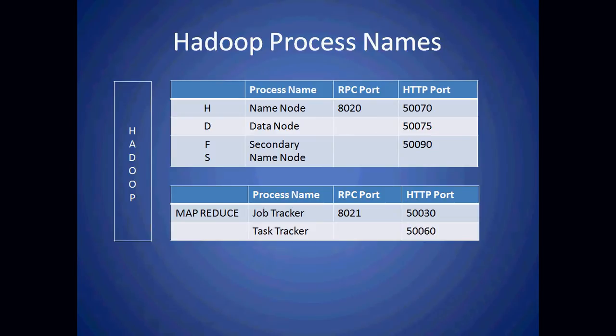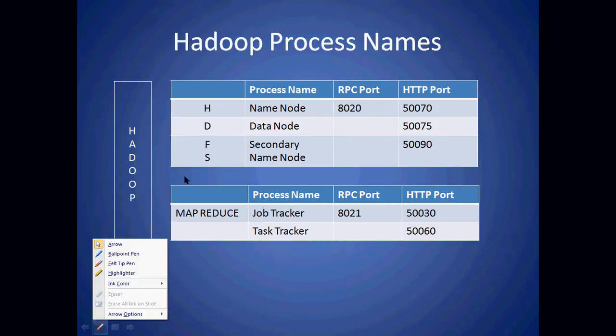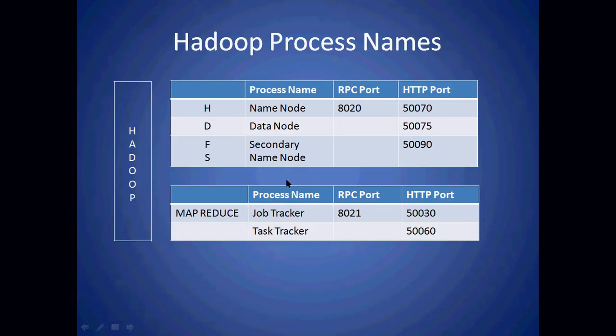Let's briefly see the process names of Hadoop. You see this figure? Right now I'm talking about Hadoop version 1.x. I didn't include Yarn in this. Actually, Yarn comes in between. Just a second, I need to mark it. Yarn comes here. This is the layer for Yarn. It is on top of HDFS and below MapReduce. As of now, neglect Yarn.